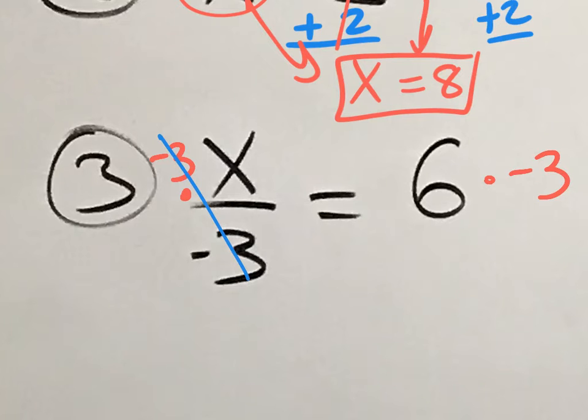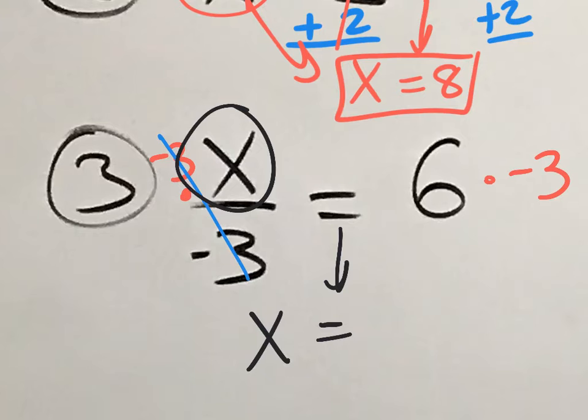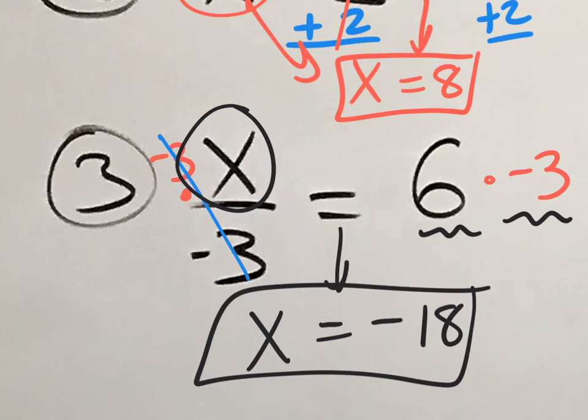So what do we have left on the left side? We have the x. The equal sign comes down. And then 6 times negative 3 is negative 18. There's my answer. If you ever get an answer and you want to double check it, just take that negative 18 and put it up here instead of x. Negative 18 divided by negative 3 really does equal positive 6.